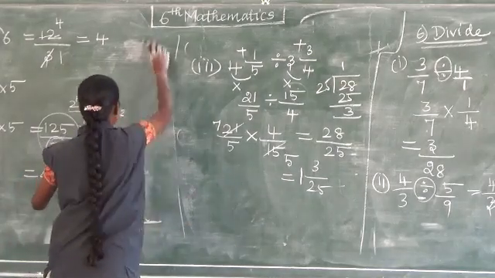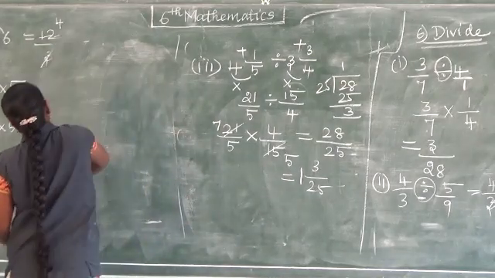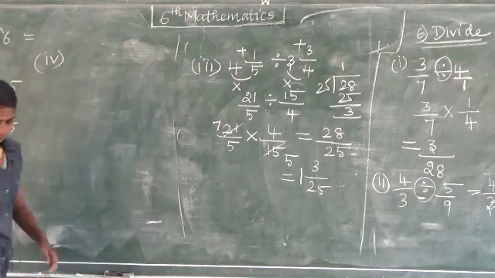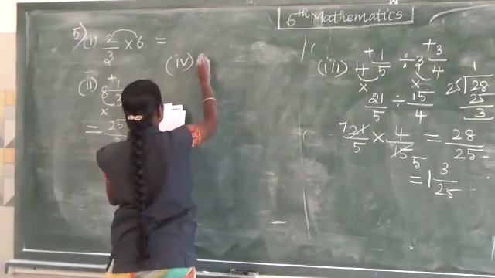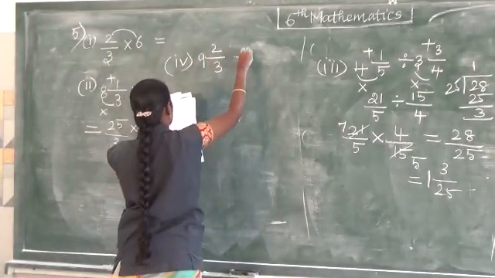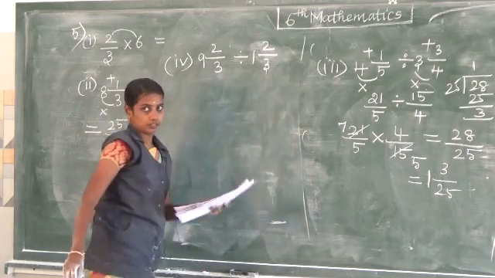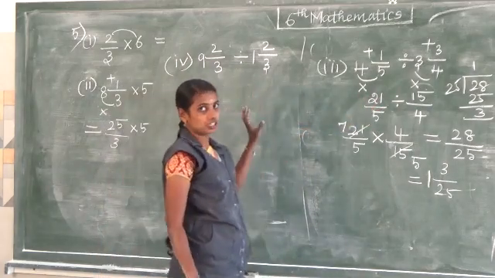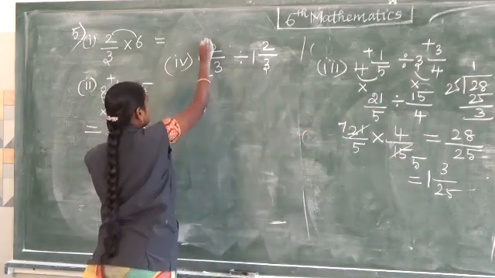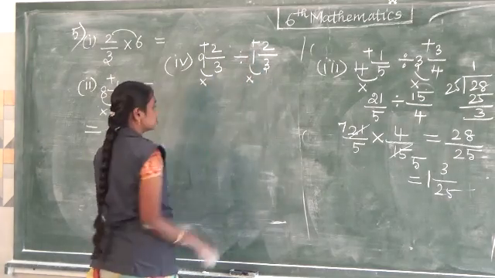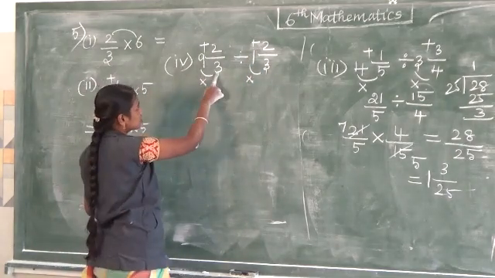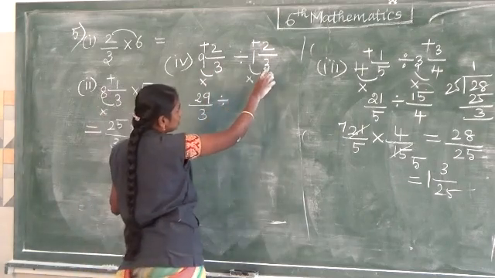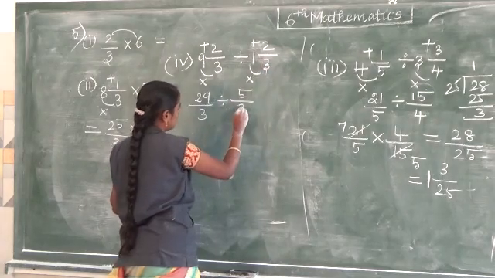Next option 4. 9 2 by 3 divide 1 2 by 3. So multiply and do it the same way. Multiply and add, multiply and add. It is also a mixed fraction, yes or no? 9 3s are 27, 27 plus 2, 29 by 3. 3 1s are 3, 3 plus 2, 5 by 3.